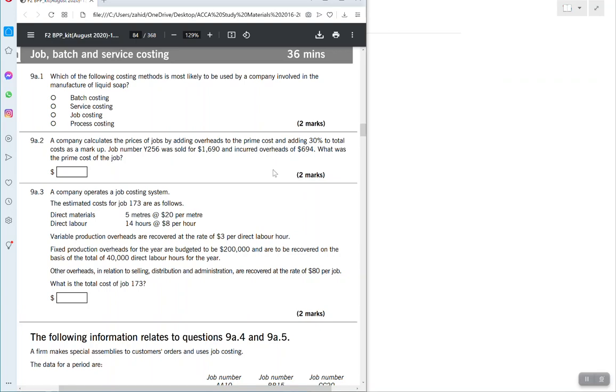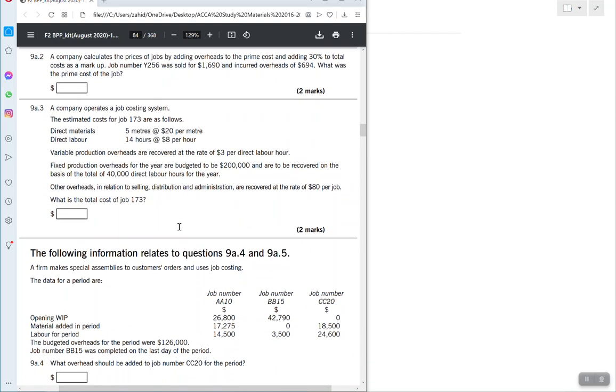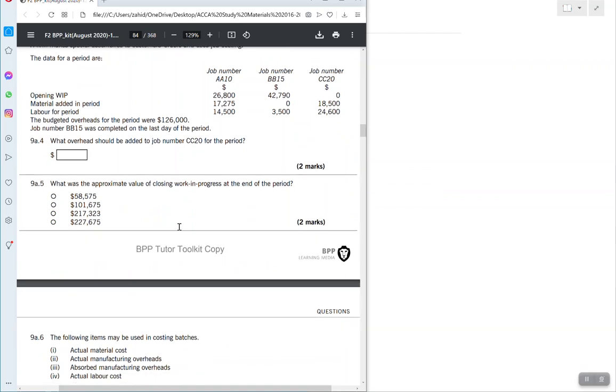Okay, we've already done this one as well. This one is done as well. This one we did as well.